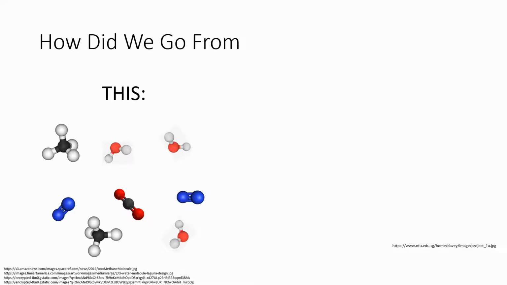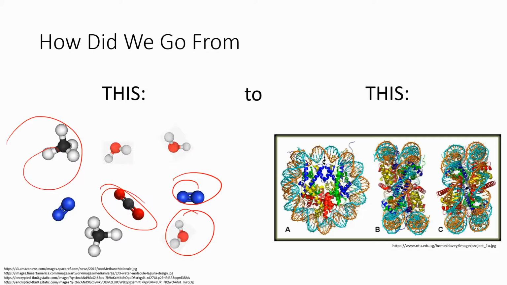We also went from something a little more difficult to see. At the molecular level, we went from these very simple molecules, things like molecular nitrogen, water vapor, carbon dioxide, and methane, to much more complex molecules like what you see here.